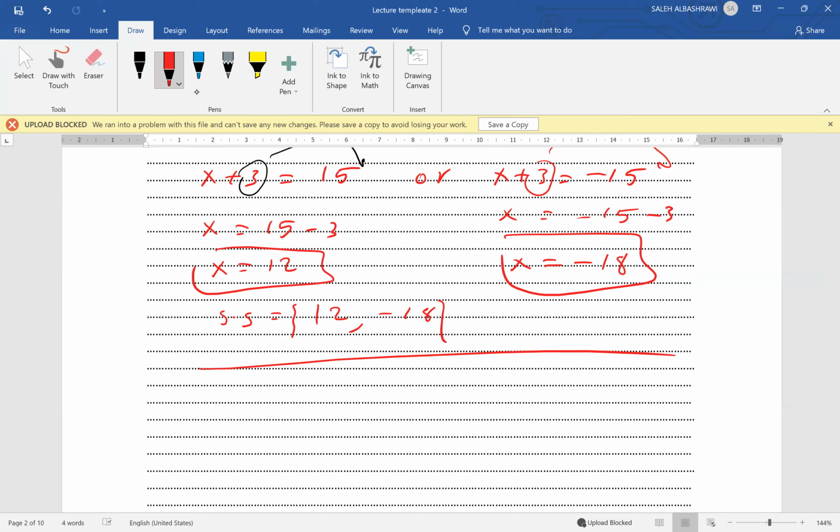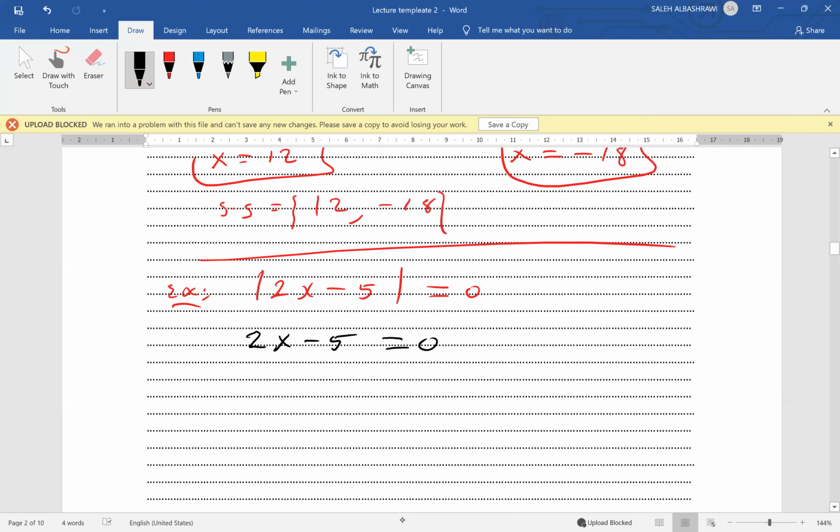One more example. Say we have the absolute value of 2x minus 5 equal to 0. Now, if we have the absolute value equal to 0, then we have only one case. What is inside the absolute value must be equal to 0. We don't have a plus 0 or minus 0. So this absolute value equation can be written as 2x minus 5 equal to 0. We have just one linear equation.